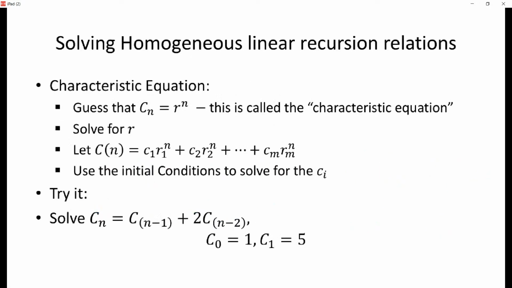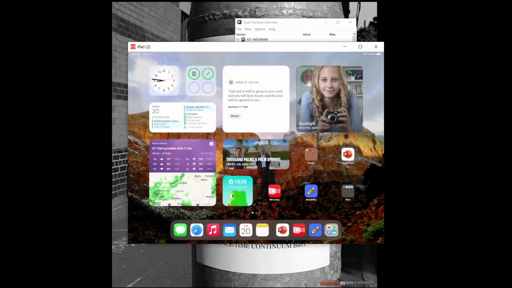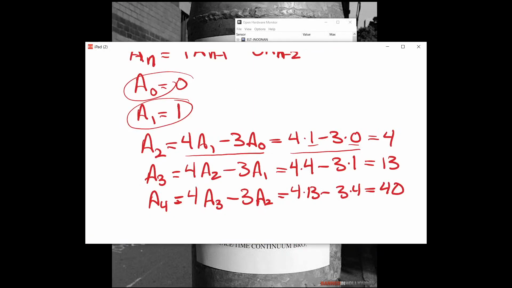But here's how you do this: we take a guess. I'm not going to let you write all this down for now. I'm just going to do one step at a time. So the first step is to guess. We're going to take a guess, and we're going to generate an equation that we're going to call the characteristic equation from that guess.